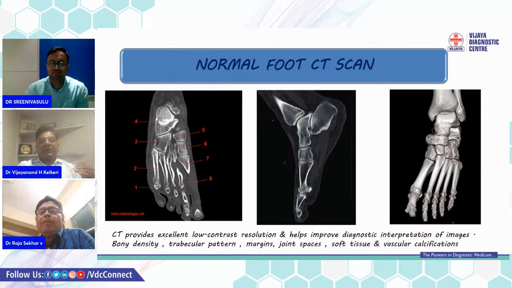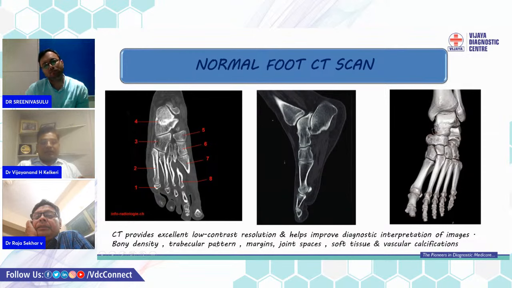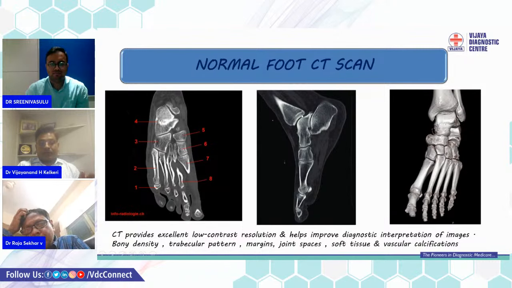X-ray and CT are basically almost similar, but there is some advantage of CT scan over the X-ray, because it provides excellent low contrast resolution, and it also helps in improving the diagnostic interpretation of the images by showing better bone density and the trabecular pattern. You can see the trabecular pattern within the bones very clearly. Then the margins, as I told you, are very smooth and crisp. And you can also see the joint spaces, which are very clear, and you can see the soft tissue. This is an additional finding wherein you can see the soft tissue and the vascular calcifications better compared to the X-rays.